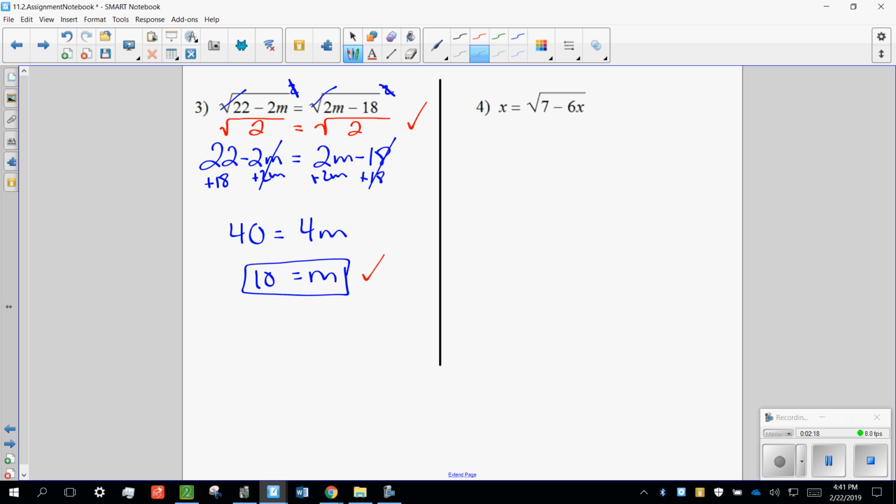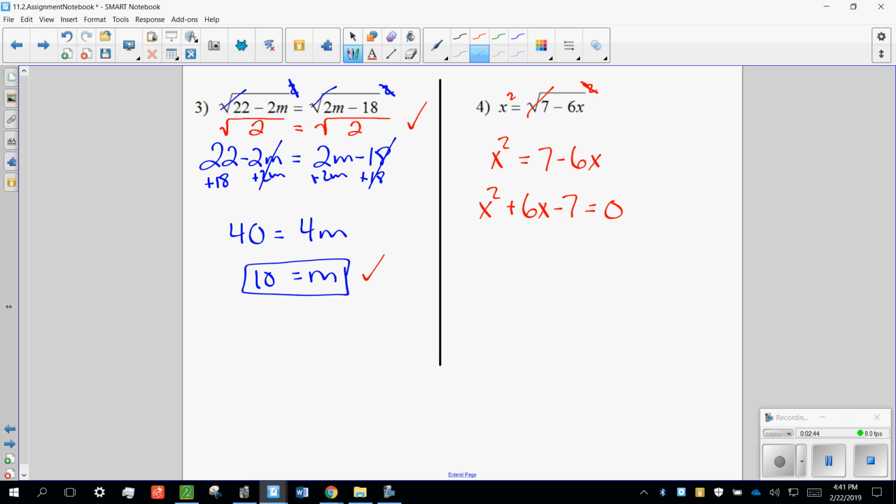Number 4. Again, the square root is only on one side. There's nothing else with it. So let's go ahead and square both sides. The square and the square root are inverses, so they cancel out. You get x squared equals 7 minus 6x. Oh boy, we have an x squared. We have a quadratic. So let's get everything on one side of the equal sign and set it equal to 0.